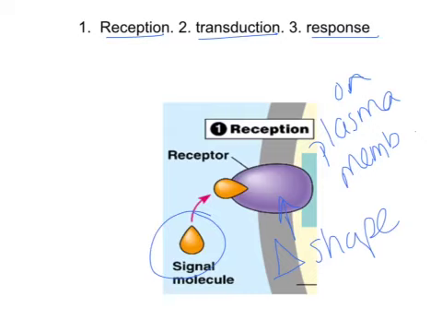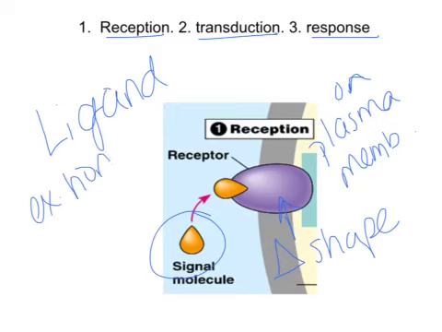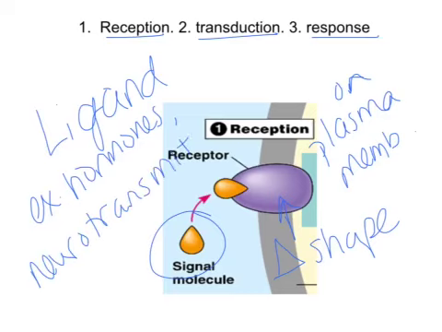These signal molecules that bind to these receptors are called ligands. A ligand is a signal molecule that's going to bind to the site on the target protein. Some examples would definitely be hormones. We looked at that local communication, those neurotransmitters. Those would be examples of ligands. Your ligand is basically anything that will bind to the site on the target protein. So again, hormones, neurotransmitters, growth factors, any of those would be ligands.